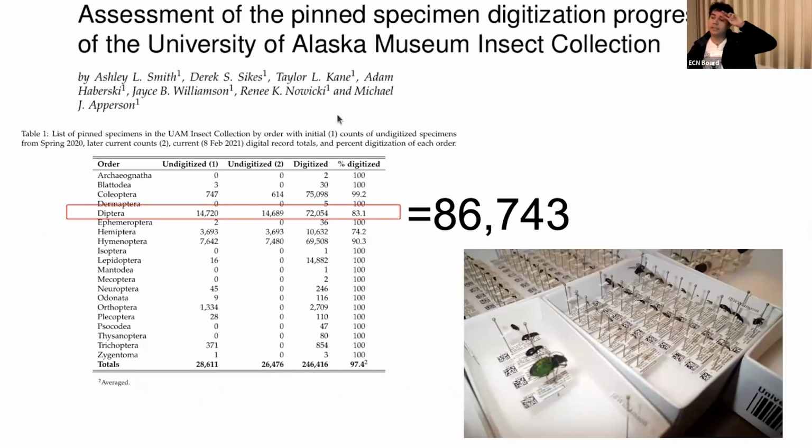In 2021, Derek, we also talked about that specifically, but in 2001, they went through all the pin collection and counted the specimens that we have in the pin collection. So Diptera is the biggest collection, but among the top four orders, Diptera has the fewest digitized specimens. So we have a problem here. Lots of specimens were not digitized or in our database.